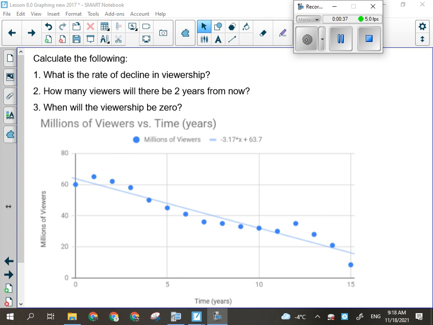So what we've got on this graph is the number of viewers in millions on the y-axis, and on the x-axis, time in years. They're asking what's the rate of decline in viewership. So what they're looking for is how many million viewers they lose every year. What part of the equation tells me that?